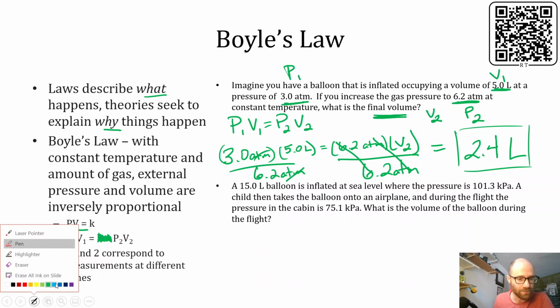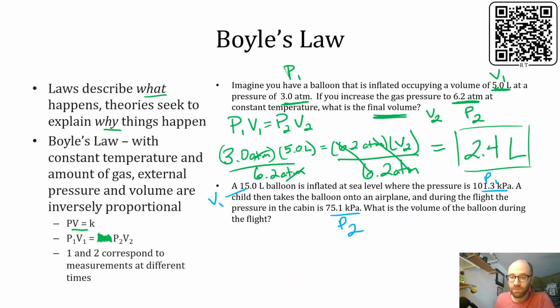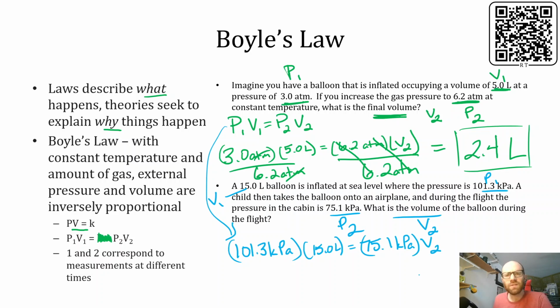Let me change colors. We're looking for what is the volume, so we want our V2 again. So it's the same exact setup. I'm just going to copy that down. And then let's plug in our numbers. Two things worth mentioning. One, it doesn't matter what the units are for pressure or for volume, as long as they're the same. It doesn't matter whether you're working in atmospheres or kilopascals. You just need to use the same units on both sides of the equation. If you don't have the same units on both sides, if you have kilopascals and atmospheres in the same problem, you need to convert. But you probably won't have that happen.